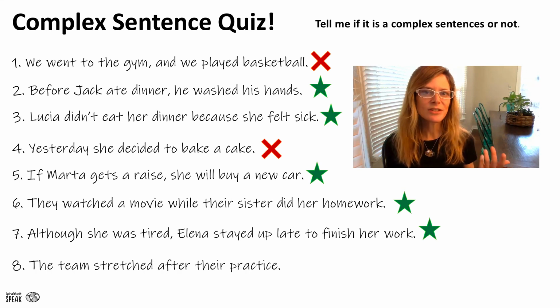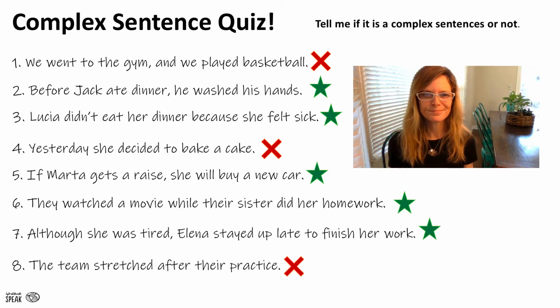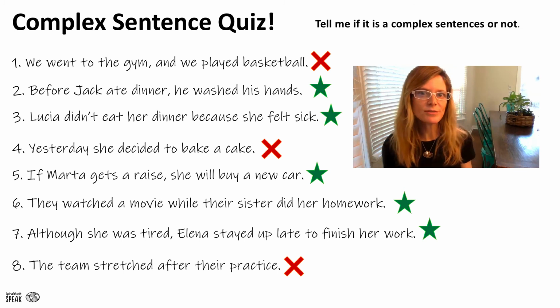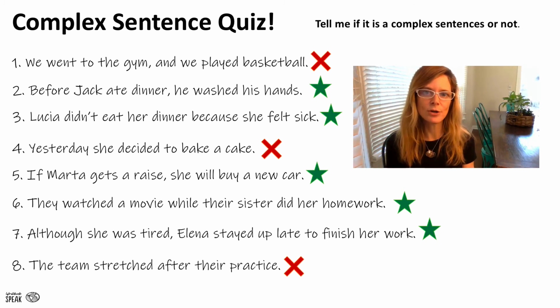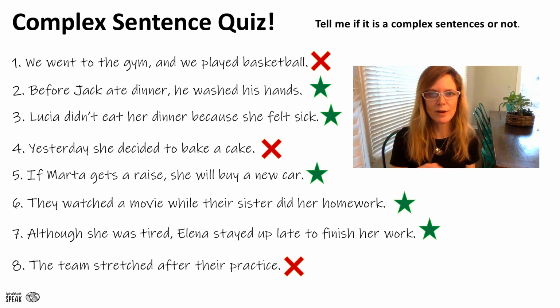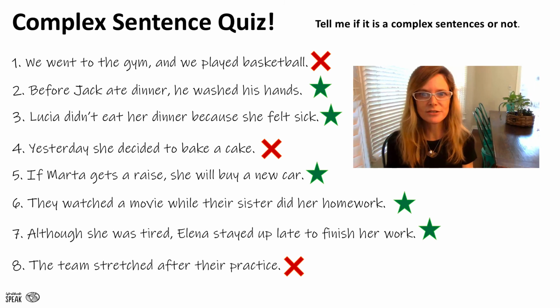And last, the team stretched after their practice. No, this is just a simple sentence, and I see that word after, and I think, oh, I bet it's a dependent clause. It's got to be complex, but it's not. It's being used in a different way because there's no subject and verb that comes directly after the word after. It's just a thing that comes afterwards. And so we know that this is just a simple sentence telling me the team stretched after what? After their practice. So it is not a complex sentence.